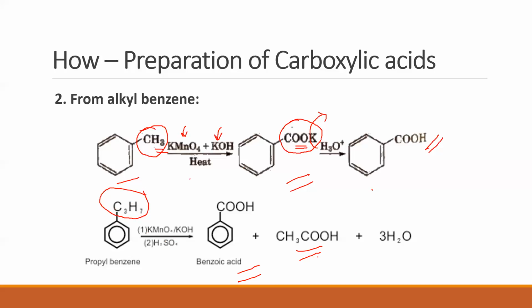So I gave you this example just to make you understand that when I take an alkyl benzene where the R group contains more than one carbon atom, you get a mixture of carboxylic acids. Whereas when you start with methyl benzene or toluene, you only get one carboxylic acid, which is benzoic acid. I want you to remember this. There have been a couple of instances where this concept was asked in competitive exams. So make sure you understand this reaction. Clear? All right.